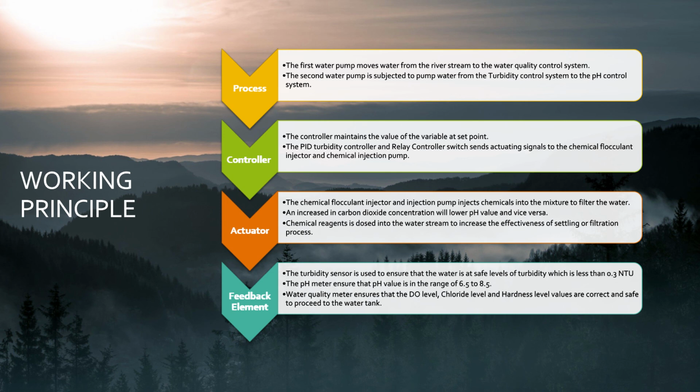Lastly, for feedback elements, the turbidity sensors is used to ensure that water is at safe levels of turbidity, which is less than 0.3 NTU. The pH meter ensures that pH value is in the range of 6.5 to 8.5. The water quality meters ensure that the DO level, chlorine level, and hardness level are at the correct value and safe to proceed to the water tank.